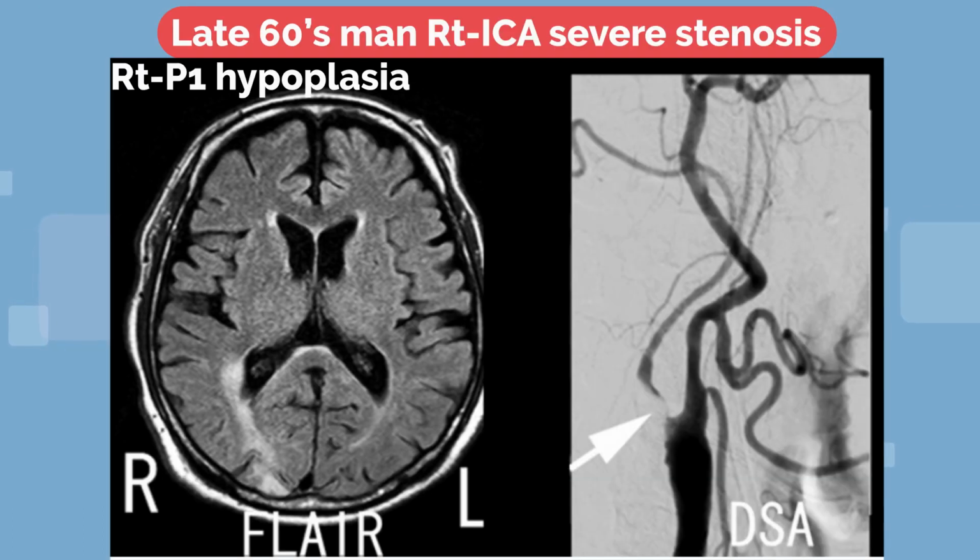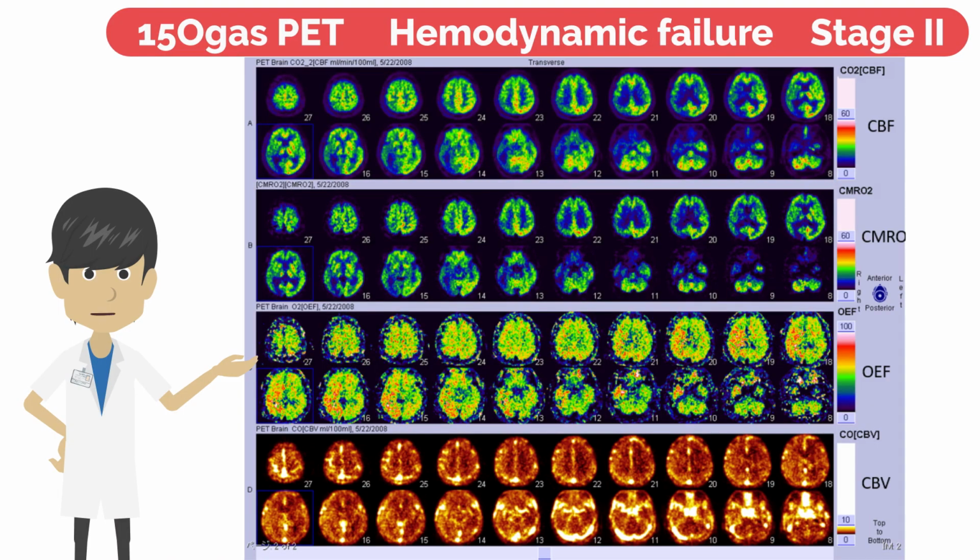This is a case of severe stenosis of the right internal carotid artery and hypoplasia of the P1 portion of the right posterior cerebral artery in a late 60s man. Infarction occurred in the right posterior cerebral artery territory due to decreased perfusion pressure. O15 gas PET shows decreased cerebral blood flow in the right temporo-parieto-occipital area, but the decrease in oxygen metabolism in the same region is mild. Cerebral blood volume and oxygen extraction fraction increased in the right middle cerebral artery and posterior cerebral artery territories, suggesting a hemodynamic failure stage 2 condition.